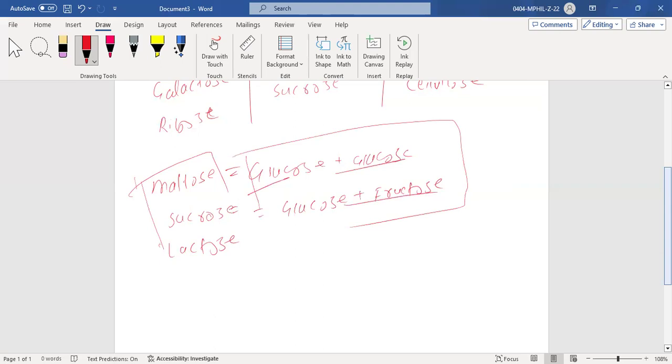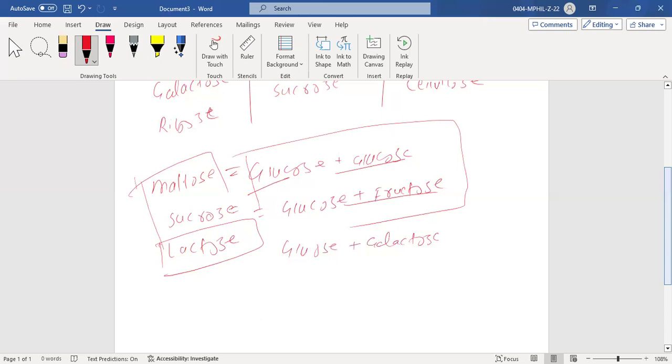Now come towards lactose. Lactose is composed of glucose and galactose. Got it? So this is how these disaccharides are formed, and we will talk about how polysaccharides form as well. But here you should know that a polysaccharide is the combination of repeating units of glucose, repeated again and again in multiple numbers. That becomes a polysaccharide in the form of starch, glycogen, and cellulose.